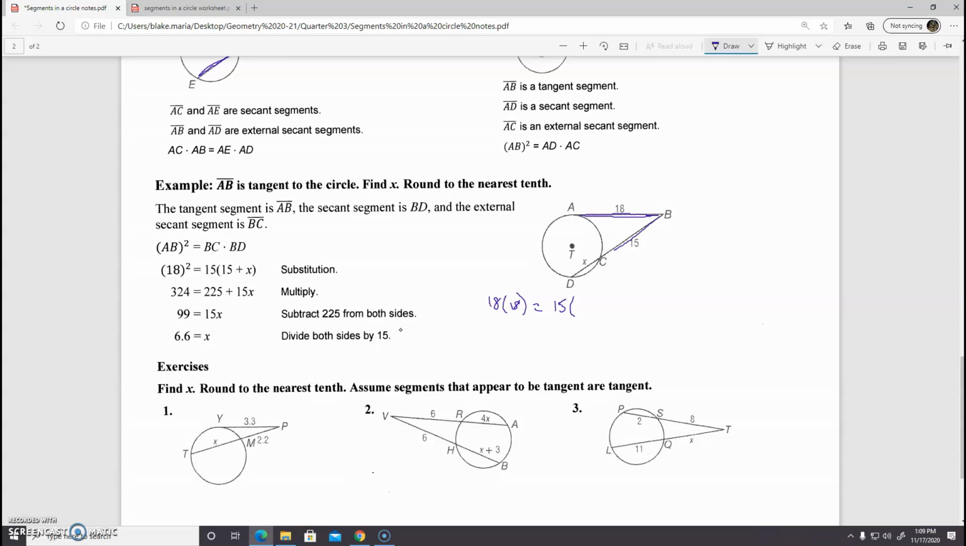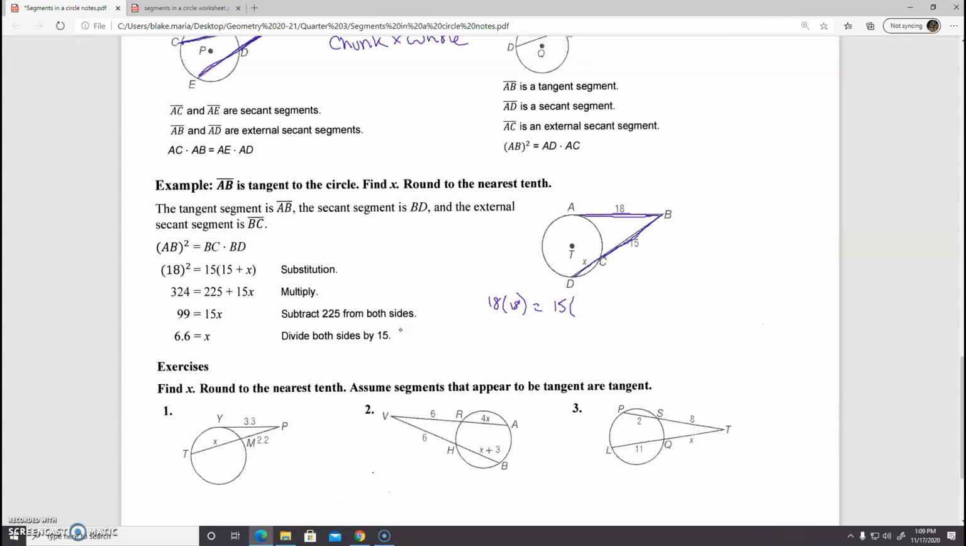Right, 15 is my chunk. And then the whole thing is 15 plus x. All right, because if I told you x is 1, you would tell me this whole thing was 16. You would add them. So if it's x, you do the same thing, 15 plus x.